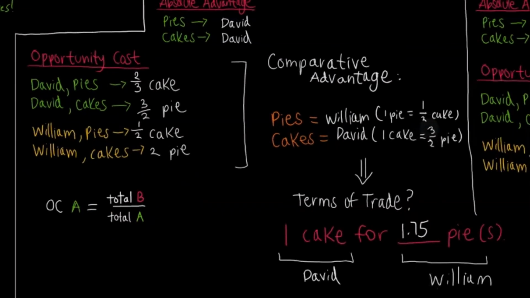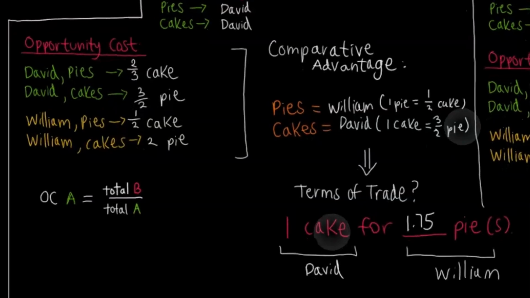Now let's talk about terms of trade. Let's say we had David and William trade. So let's say we gave up one cake for how many pies? What is the ratio here that would satisfy both William and David? Well, David is the one giving up the cake, because we know he has a comparative advantage in cakes. He can produce cakes at a lower cost than pies. So William now has to find a ratio that makes not only him happy, but also David happy, so that David would agree to the trade.